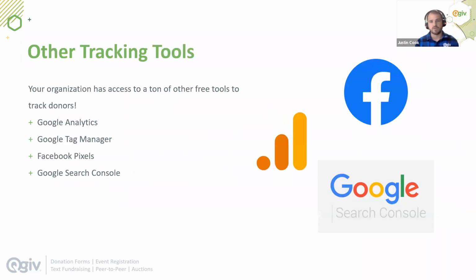Then you have other tracking tools that will help you round out all of this data. So Google Analytics, Google Tag Manager, Facebook Pixels, Google Search Console, all of these are examples of free tools your organization can use to dive deeper into the different channels that you are looking at to help track all of your donor information and your campaigns and events.